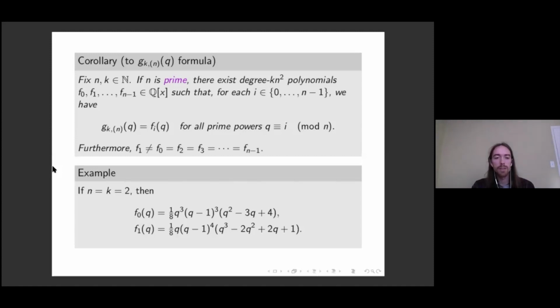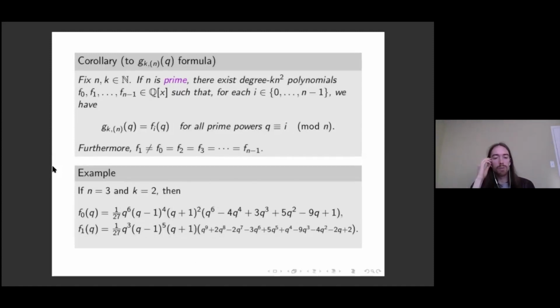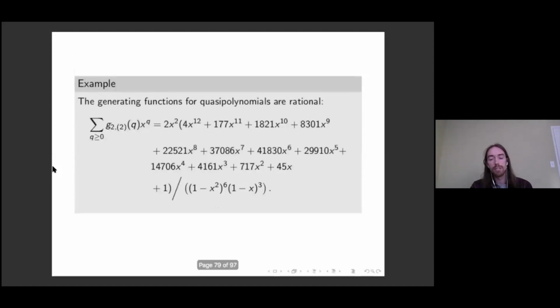Yeah, and here's another example. n equals 3 and k equals 2. We've got these two polynomials. Again, leading coefficient's the same, degree is the same. And then something else that happens when you have a quasi-polynomial is that the generating functions for quasi-polynomials are rational functions.